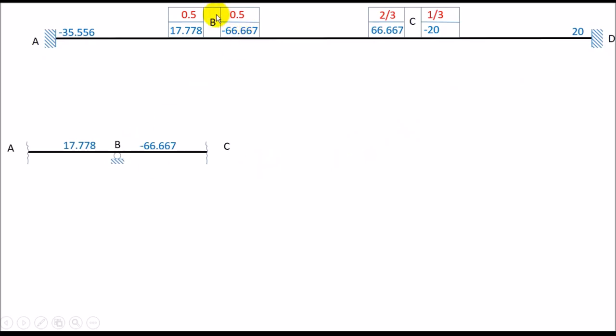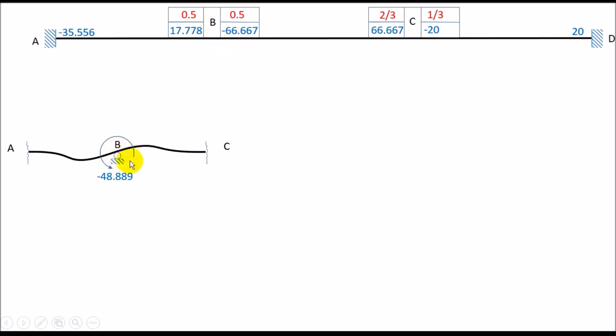Now there's a concept that I'll be teaching you right now. Consider this joint B and consider the fixed end moments here: 17.778 and minus 66.667. Since 17.778 is positive, it's a clockwise moment, and since minus 66.667 is negative, it's an anti-clockwise moment. Both these moments are acting at a single joint, so they will form a resultant. I can just add them up, and I'll get a resultant anti-clockwise moment of negative 48.889. It's just simple addition of these two.